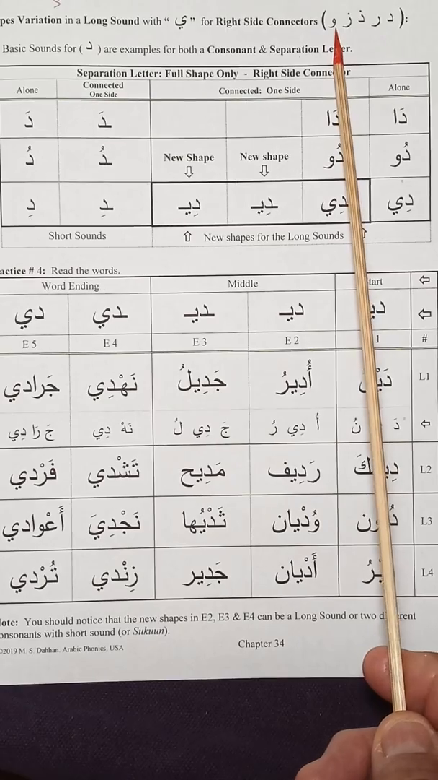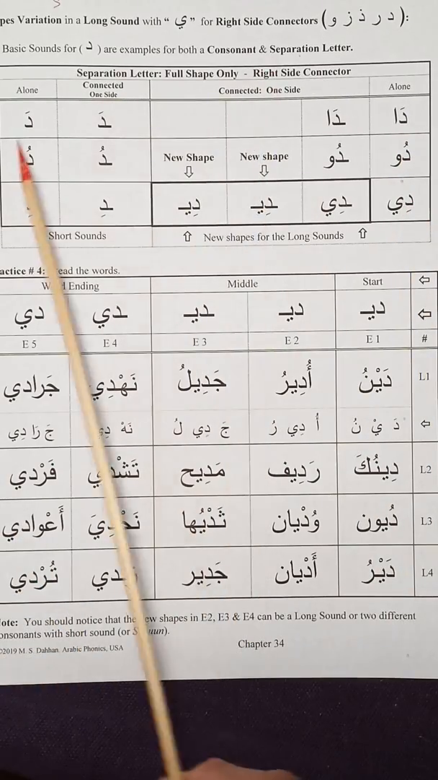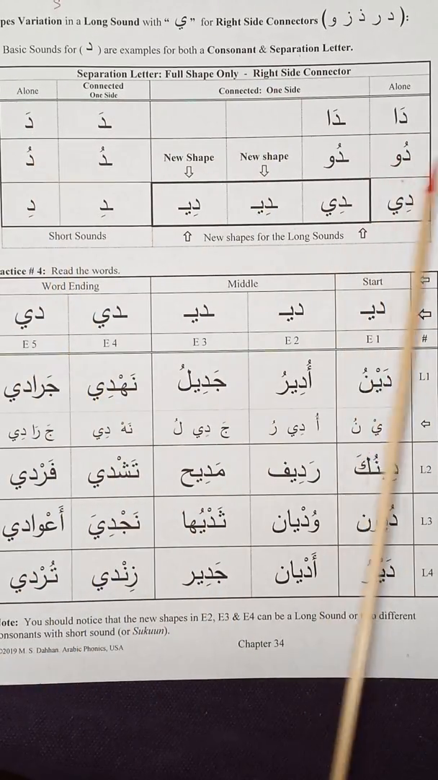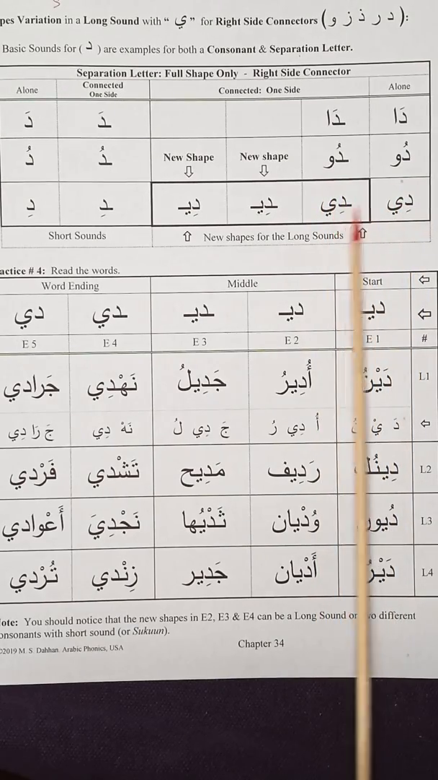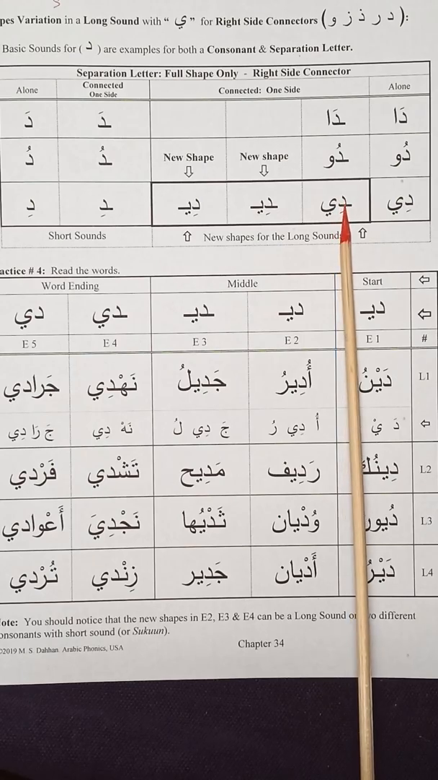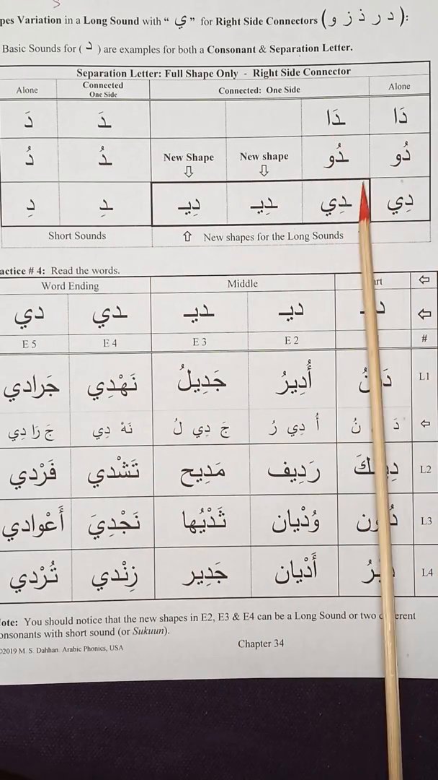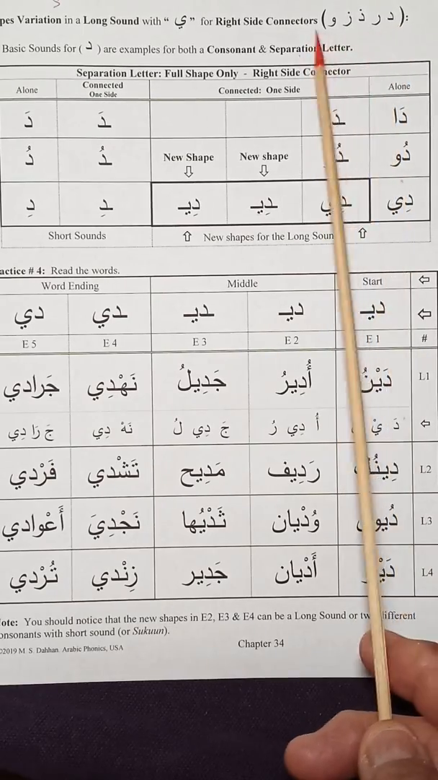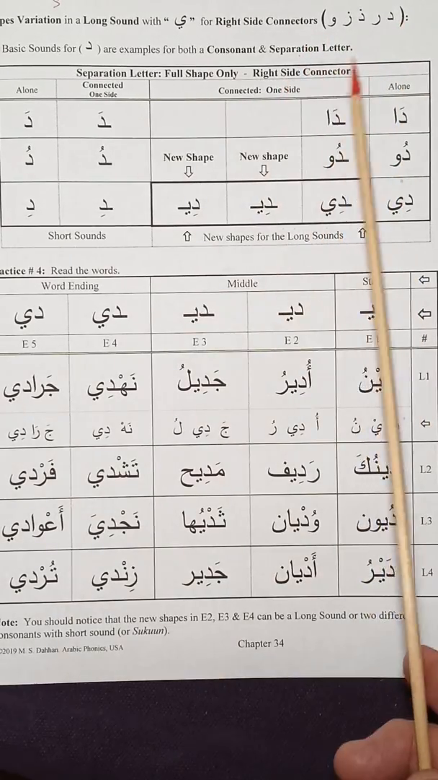We're going to pick up this one later, but this one's easier for this. All right, what do we talk about here? We talk about the da, do, di, and dah, do, di. We're going to talk about when the long sound can connect, because this is a connector that can connect from the right side. Remember, these are part of the separation letters that only connect from the right side. So it's a right side connector.